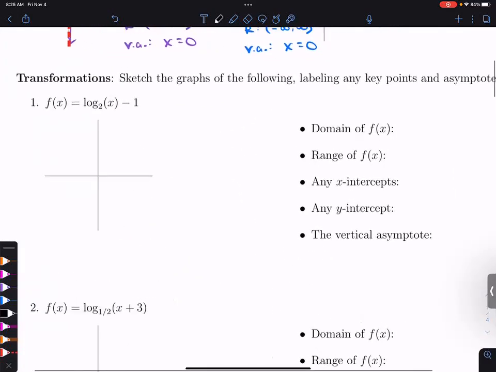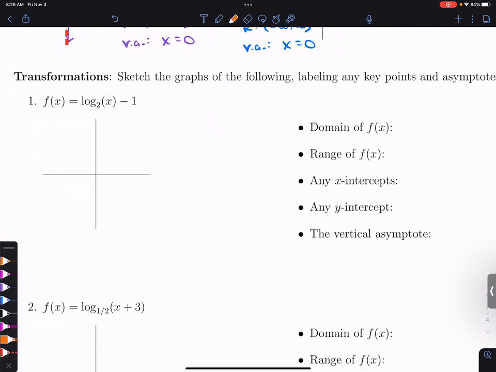So if we looked at number 1 here, log base 2 of x minus 1, what does that minus 1 do? Shifts it down because it's outside of the logarithm, right? So we're going to take a thing that looks like this and has coordinates at points that we just found, right? We just did a bunch of them for the log base 2. We're going to take that and shift it down more.